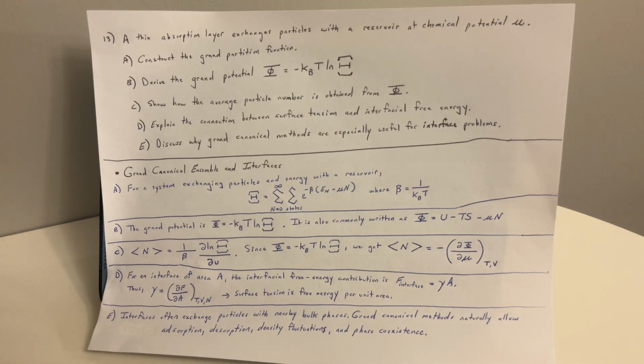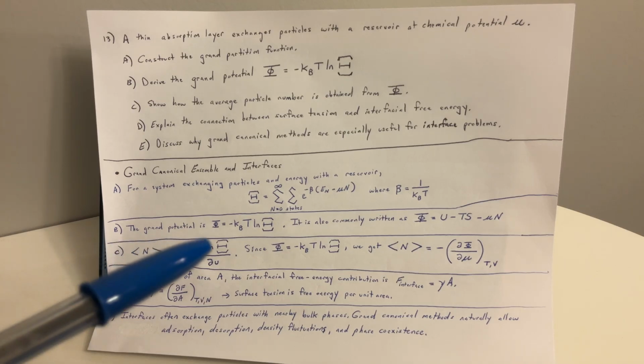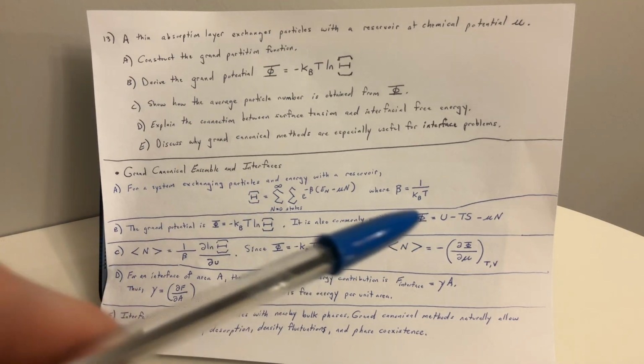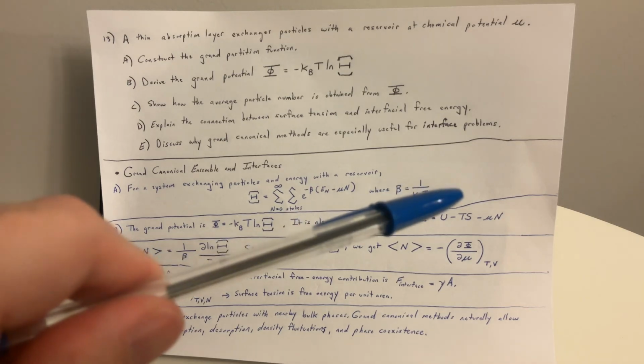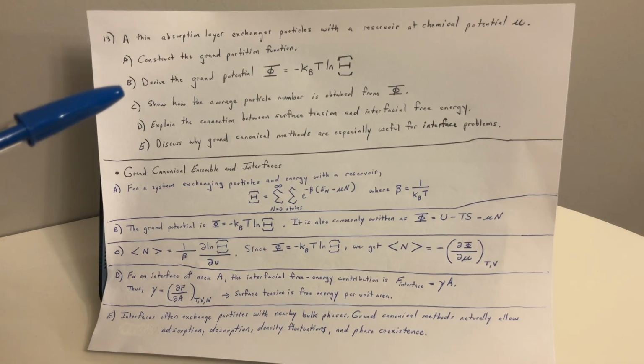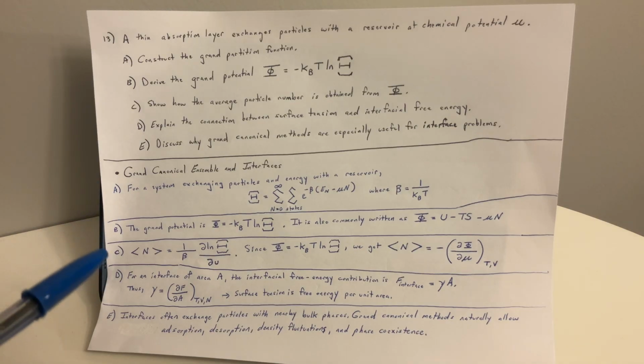Part B, derive the grand potential. We're given here phi equals negative k sub B T ln of xi. So the grand potential is given. It's also commonly written as phi equals U minus TS minus mu N. My apologies, I should have just said demonstrate or show, not derive, because that's not a formal derivation.